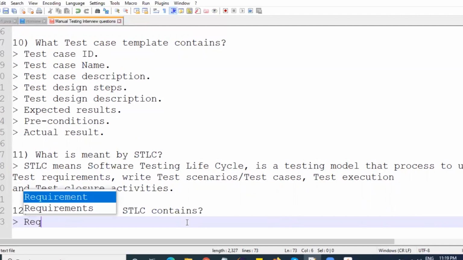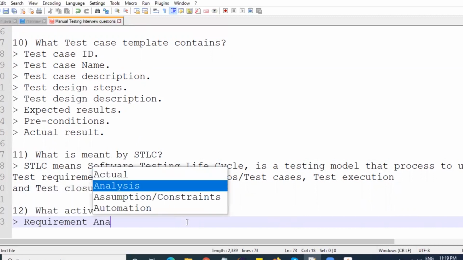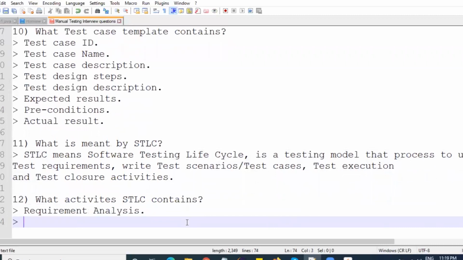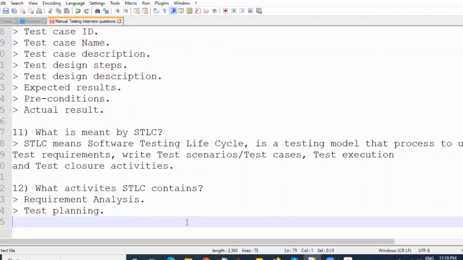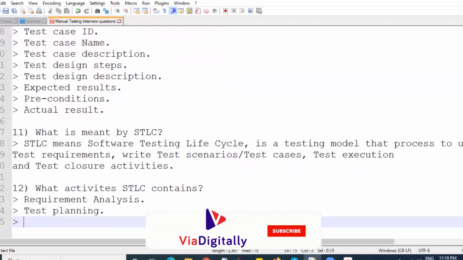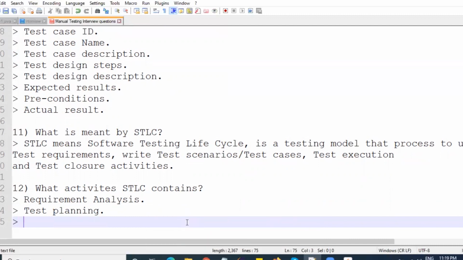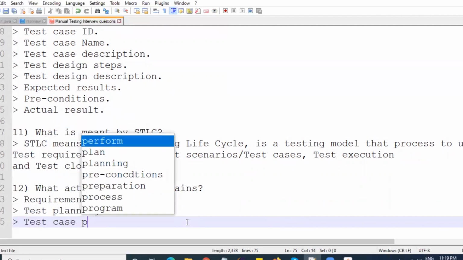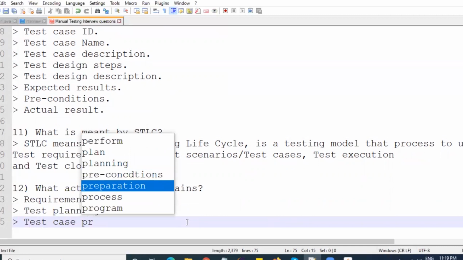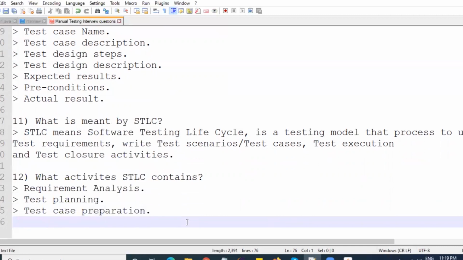First we have test requirements, which means requirement analysis. We need to analyze what the user needs are. Later, we start preparing the test planning activities: I need to start my testing, what needs to be tested, where I need to test, and what are the components I need to test. All those things will be in test planning. Then comes test case preparation, the preparation of test cases and test scenarios.